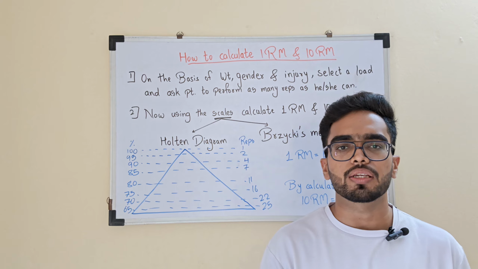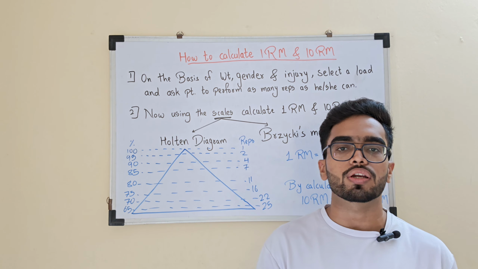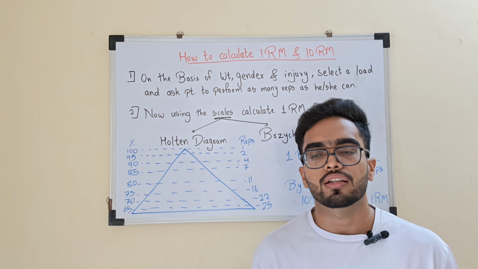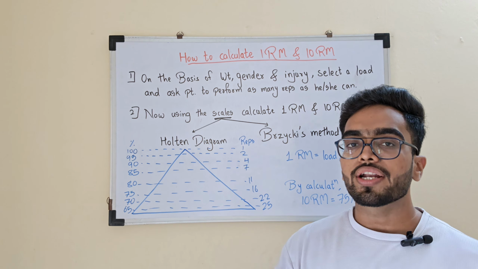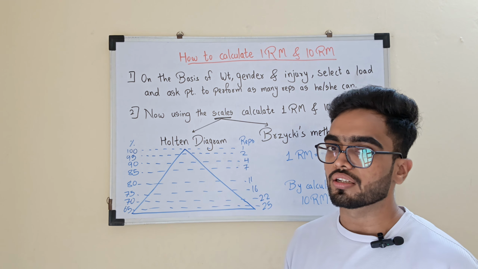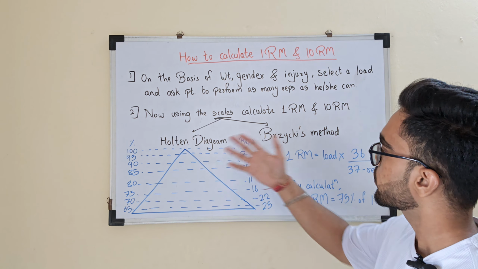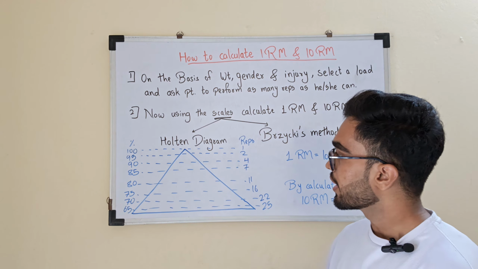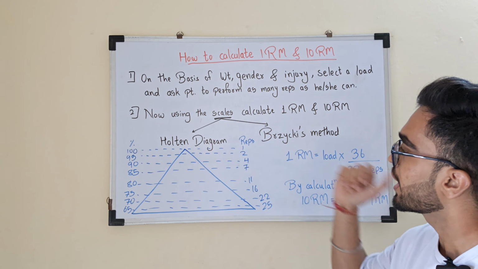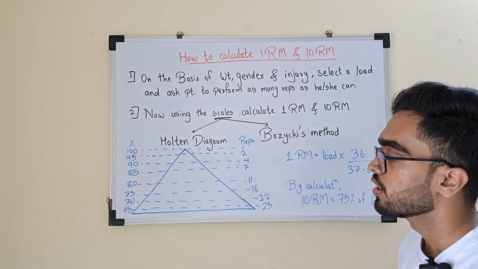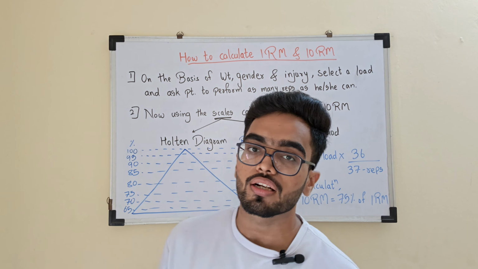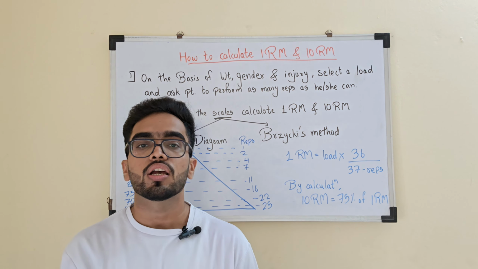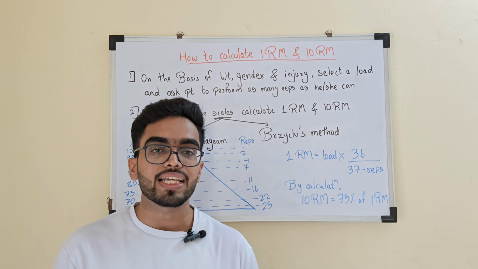For example, for bicep curls, you will give a dumbbell of 1 kg or 2 kg and ask him to perform as many reps as he can. Okay, then according to the number of reps he has done, we will use the scales. One of the 2 scales you can use. There are many standardized scales, but here are 2 of the scales: the Holten diagram and the Brzycki method. So I personally use the Brzycki method because I find it more comfortable to use. You can have your own choice. You can search online for different scales.